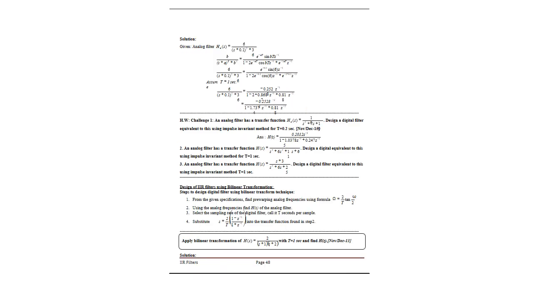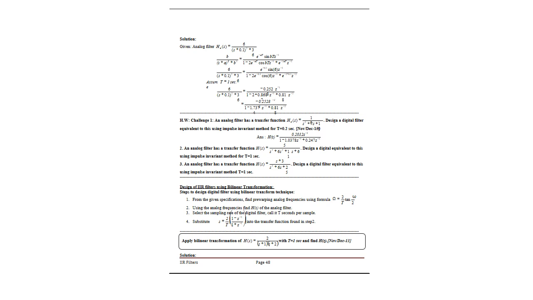Next question, we have to find the same value. So H_A(s) is given as 6 / ((s + 0.1)² + 3²). So we have to substitute the formula: b / ((s + a)² + b²) maps to e^(-aT) sin(bT) z^(-1) / (1 - 2e^(-aT) cos(bT) z^(-1) + e^(-2aT) z^(-2)). Substituting the values, and T is equal to, once again we will get the output value.